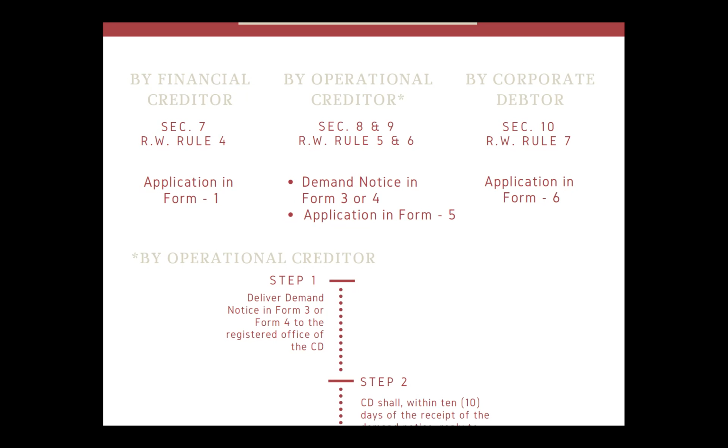So now talking about an operational creditor. What does an operational creditor do? An operational creditor, as I said earlier, is someone who supplied goods or has provided services, and as a matter of which the company failed to make payments to him, and effectively he has become an operational creditor. So now what happens in this case? In this case, the applicable sections are Section 8 and Section 9 of the Insolvency and Bankruptcy Code, read with Rule 5 and 6. Okay, leaving this aside. Now what happens in case of an operational creditor?